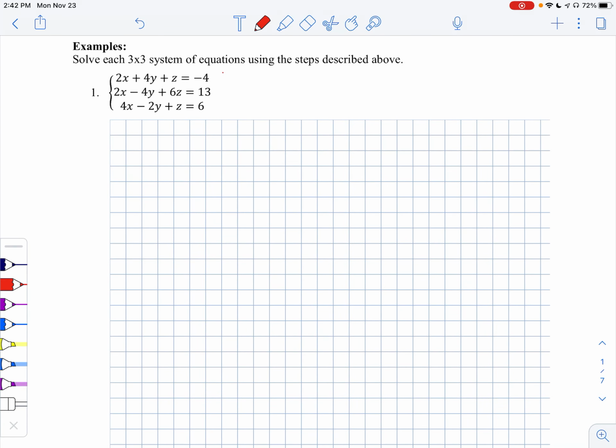And I'm going to label these as equations 1, 2, and 3. Okay, so what we're going to do is we're going to take these three equations and essentially separate it into two pairs. How exactly you pair up your equations is up to you, but you want to do it strategically so that it'll be easy to eliminate the same variable in both pairs. So for my first pair, I'm going to put together equations 1 and 2.